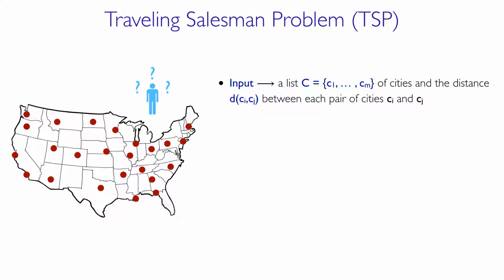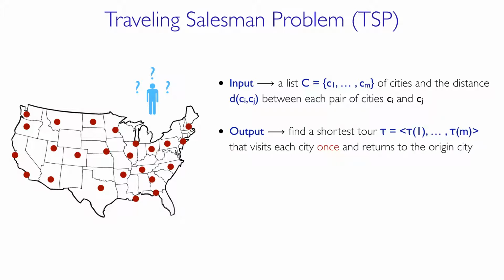Formally, the problem has some inputs, which are its parameters: a list of cities C1, C2, ..., Cm, and a distance d(Ci, Cj) for every pair of cities Ci and Cj. Note that a particular list of cities, together with values for all the distances, define a specific instance of the TSP.